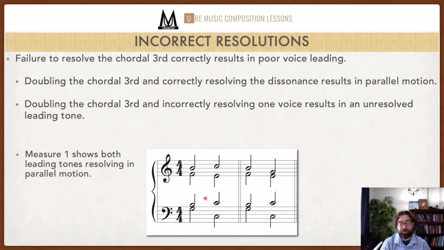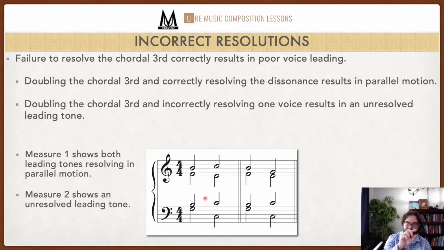So measure 1 shows both leading tones resolving in parallel motion, and measure 2 shows an unresolved leading tone, which results in direct motion into that fifth. So remember, direct and hidden motion are the same thing, two different terms for the same thing. It simply means you're moving in the same direction, so both voices are either moving up or down. In this case, the soprano's moving down and the bass is also moving down. And it's where you move from any interval into a fifth or an octave. Because this basically forms a compound fifth, the C and the G, that would be a problem that we have to avoid.